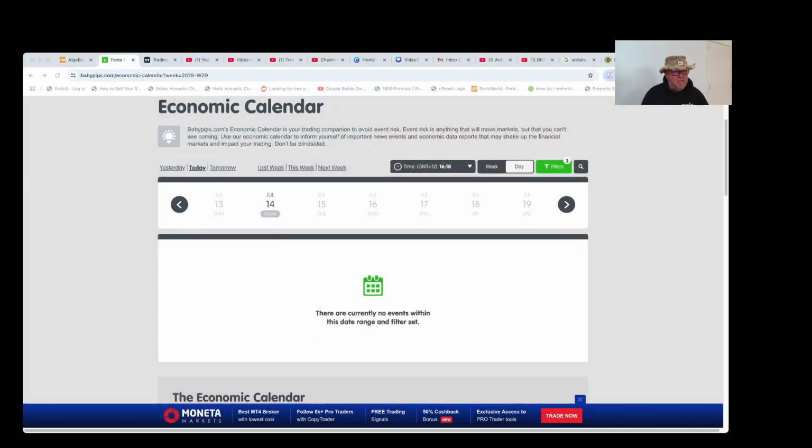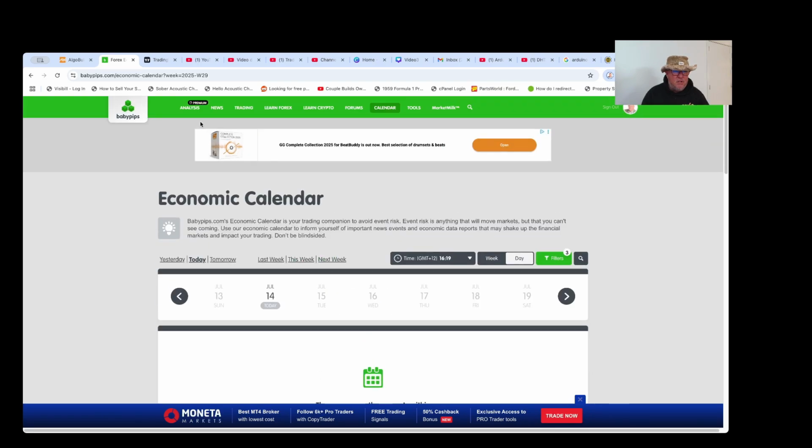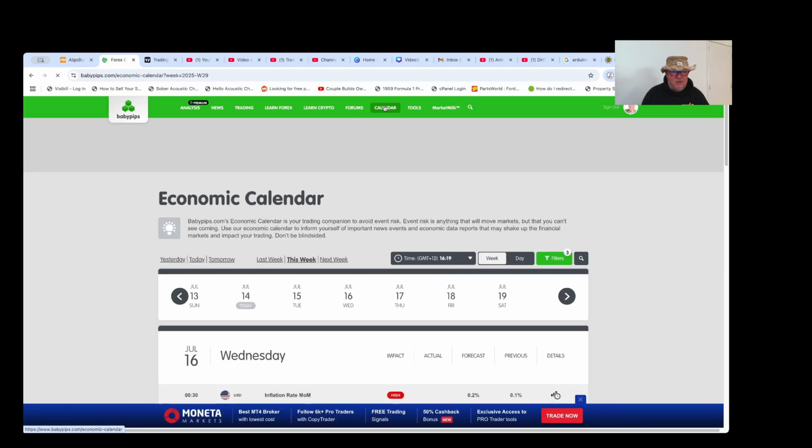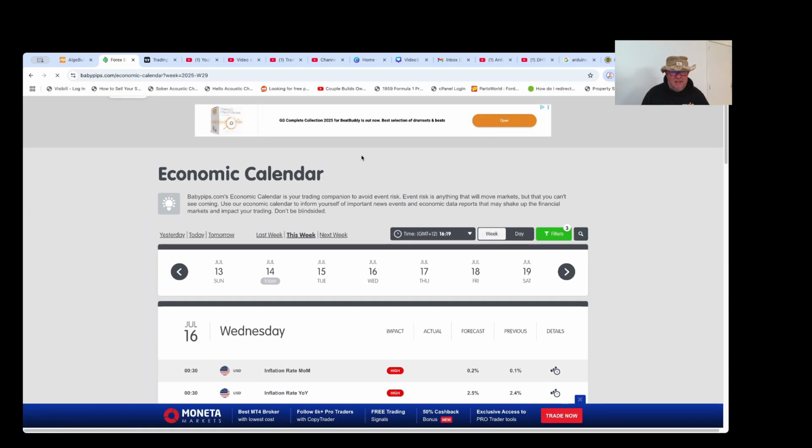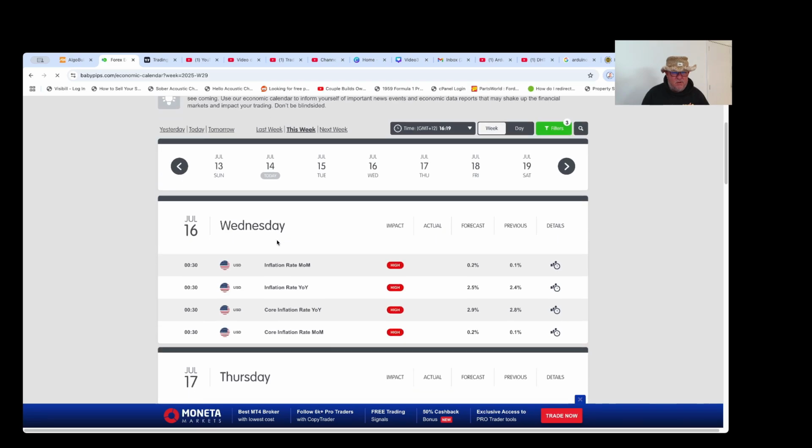So I'm going to pull up my browser here, and what we're looking at here is a website called babypips.com, and if you have a look at the options along the top, you'll see a calendar option here. You click that and you'll get the economic calendar. Now what I like to do is there's a lot of announcements coming up, but nothing really till Wednesday, it would appear.